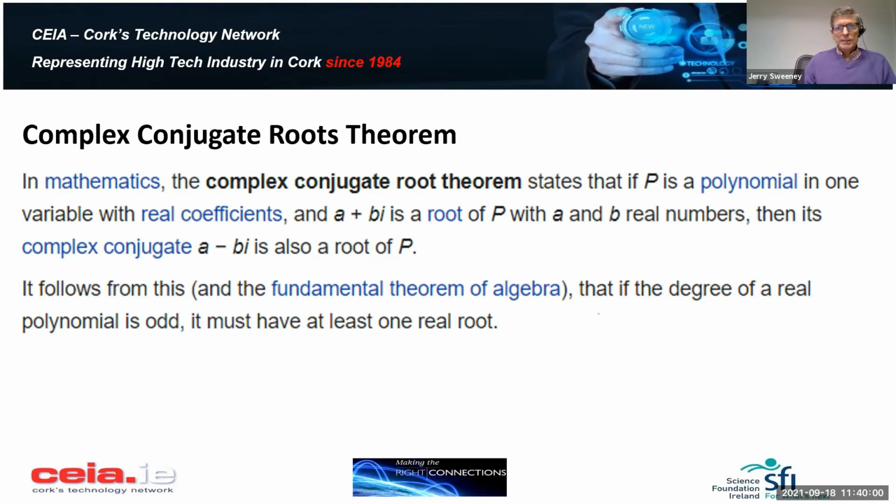If every complex root of a polynomial has its complex conjugate as a root also, and the number of roots is odd, then there must be one root which is real. Because if that root was not real, it would have its complex conjugate as a root as well, and then you would be back to an even number of roots.